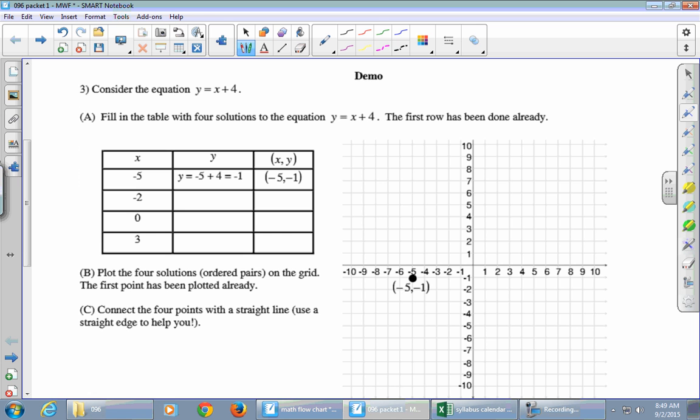so let's jump into the demo right here. Number 3, can we move around to this table here? Could you read number 3 for us? Keep going.